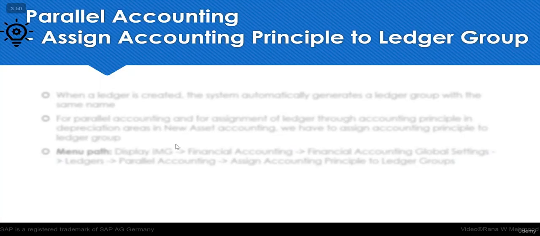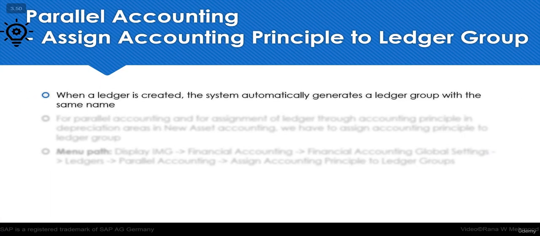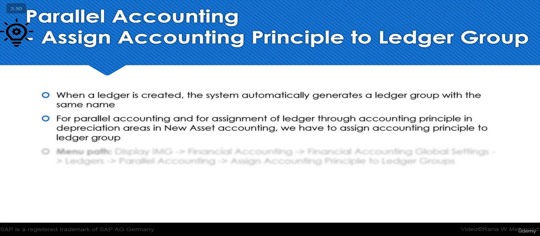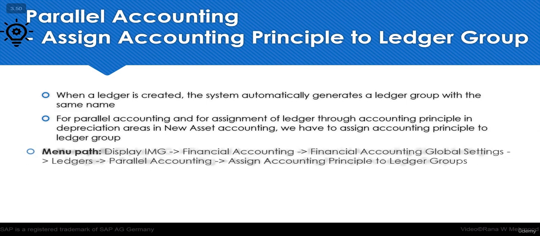Next is assign accounting principle to ledger group. When a ledger is created, the system automatically generates a ledger group with the same name. Further, for parallel accounting and for assignment of ledger through accounting principle in depreciation areas in new asset accounting, we have to assign accounting principle to ledger group. How can we do that? That's the menu path, which I will follow on the SAP system.